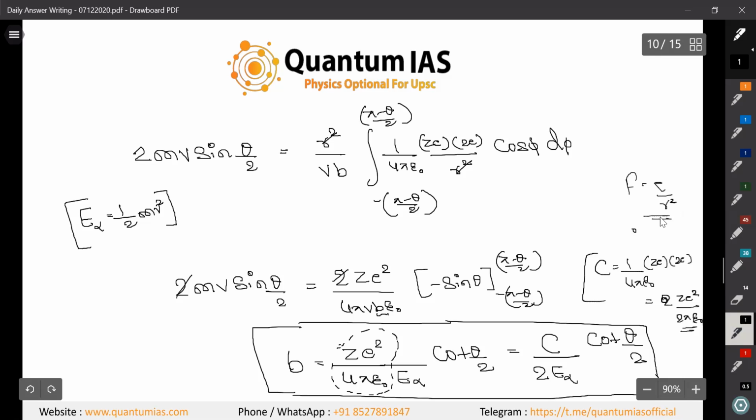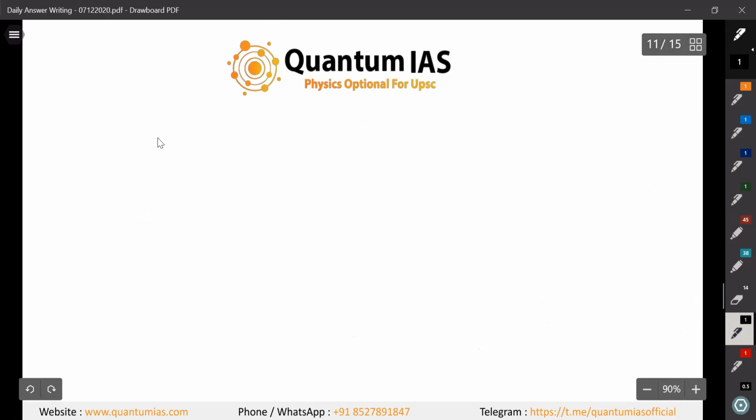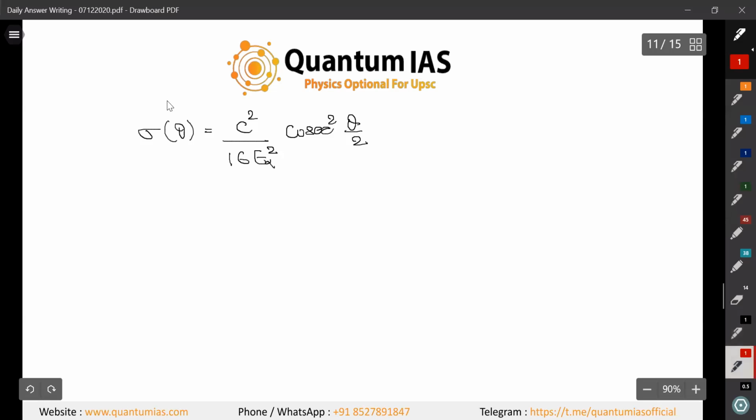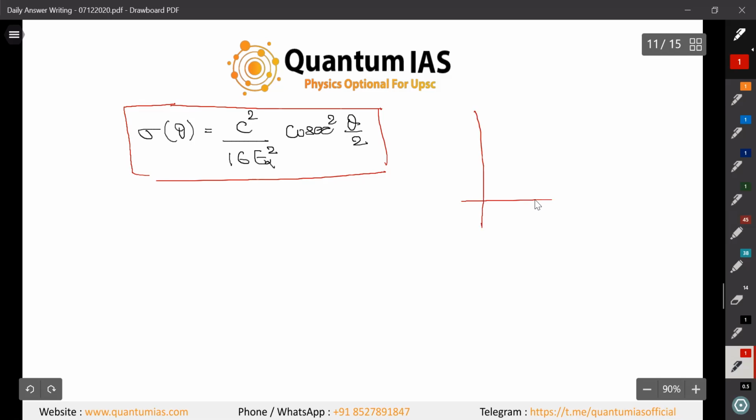Okay. Now, we can simply find the sigma theta. It's a very easy differentiation, and you can get it quickly. It will become sigma equals Z e alpha square over cos x square theta by 2. So this will be our differential cross section for Rutherford scattering. Okay. If you wish to draw the graph, you can draw the graph also here, right?